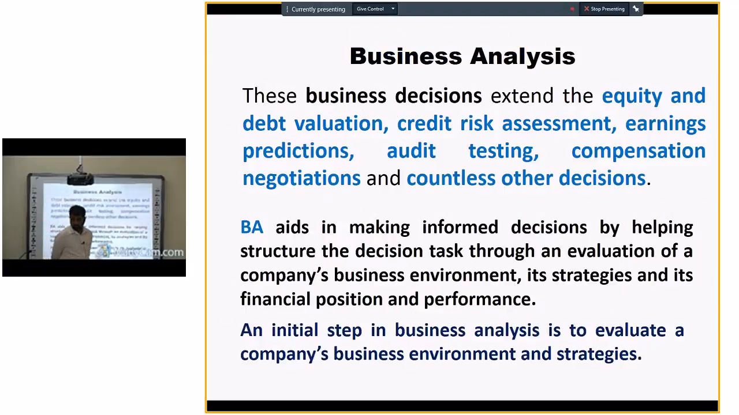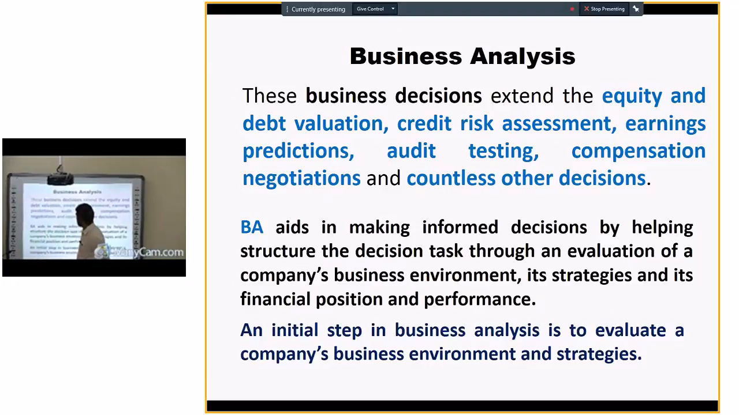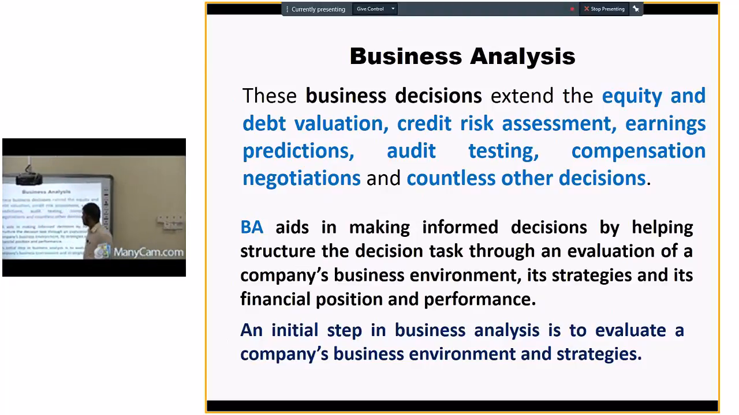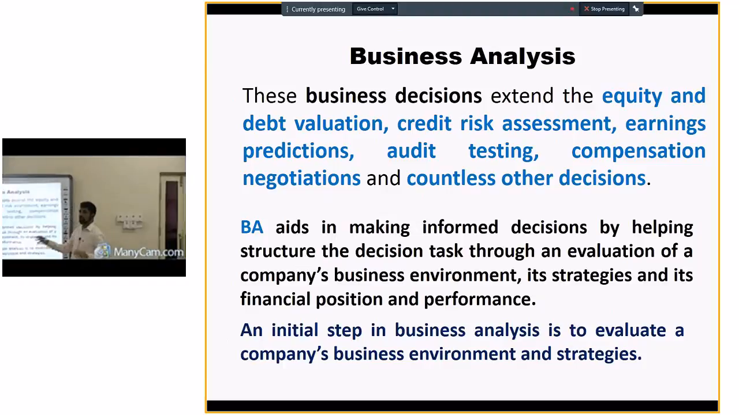Right, there are a number of components and definitions here. Those are very much important to understand financial statement analysis and to link the financial statement analysis with the business analysis. Right, these business decisions extend the equity.